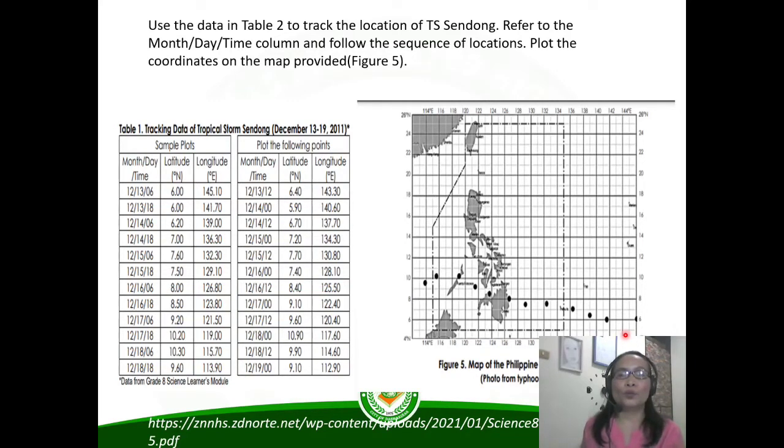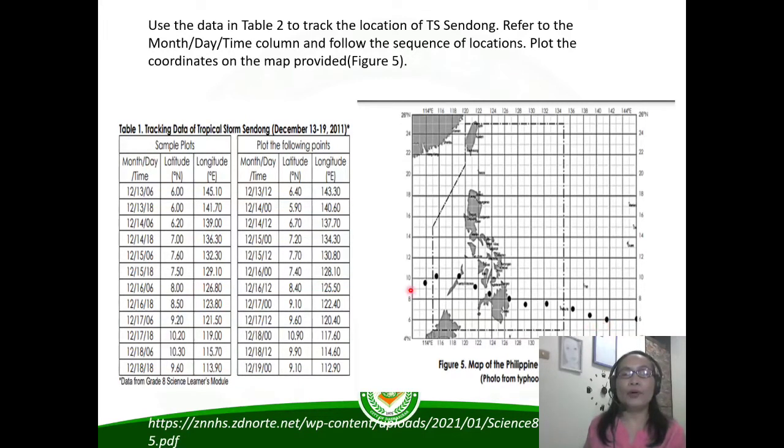So on December 13, it was 6.40 degrees north latitude and 143.30 degrees east longitude. So let us try to trace where those coordinates are located. So ito siya. Itong unang plotted coordinates na ito. Next is December 14.